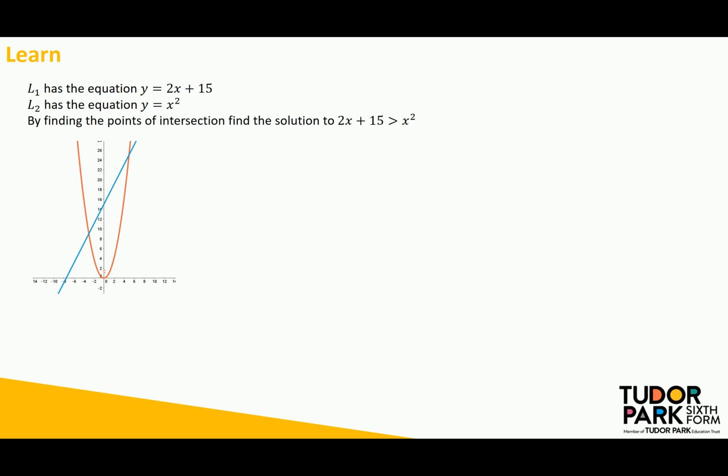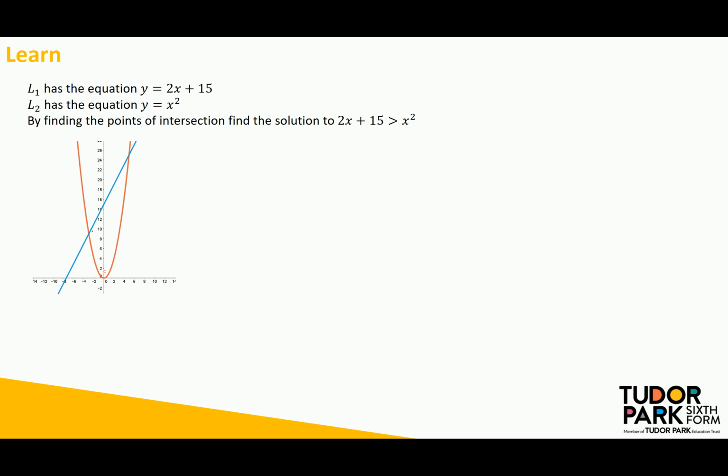Finally, let's have a look at this question. We've been given two functions here, a linear function and a quadratic function. So the linear function is drawn out in blue, the quadratic function in orange, and we want to look for the points of intersection so that we can find the solutions to this inequality. So from what we've just seen, this inequality, where 2x plus 15 is greater than the x squared graph, we want the points where the blue graph sits entirely above the orange graph.